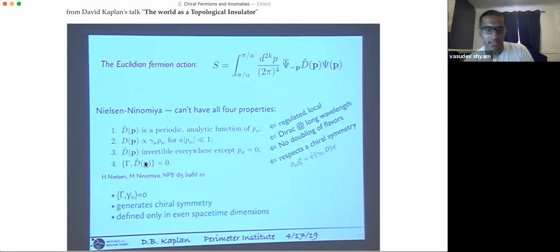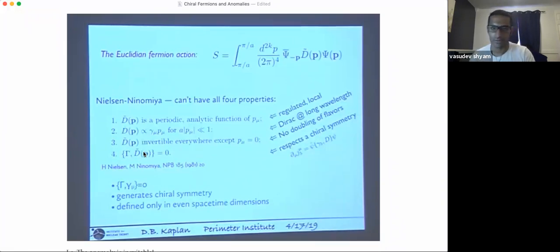And then this is the one that everyone sacrifices in most practical applications: for d to be invertible everywhere except at p equals 0. In Euclidean signature, there's only one pole of the propagator, right? That's at p equals 0, and that tells you what the mass of the propagating particle is. Now, if you have more than one pole, it's telling you that you have more than one fermion, and you don't want that.